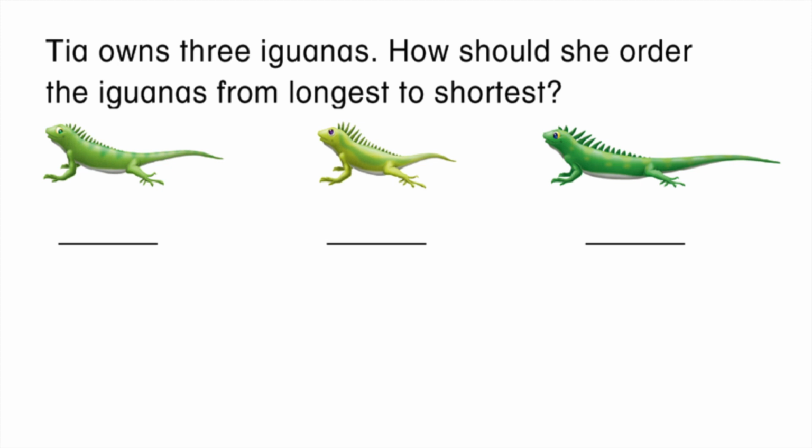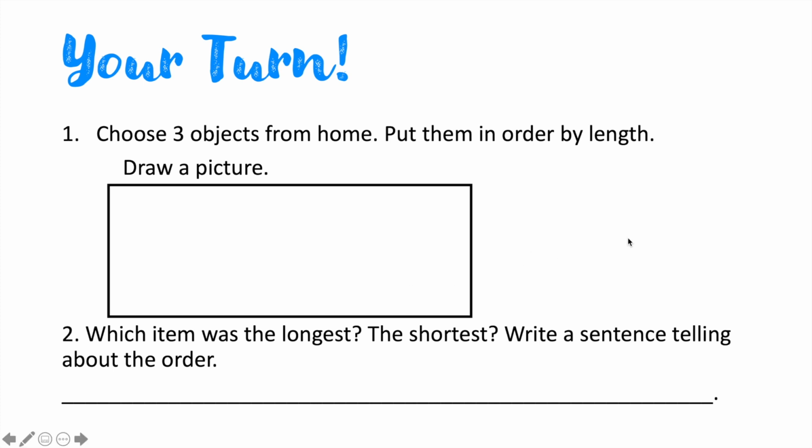Okay, let's check your work. Did you write that this iguana is the longest? This iguana would be longer than the iguana in the middle. That means that the shortest iguana, with a number 3, would be the one in the middle. Is that what you wrote? Awesome. So now it's your turn.